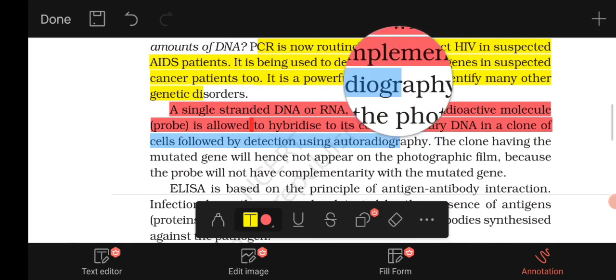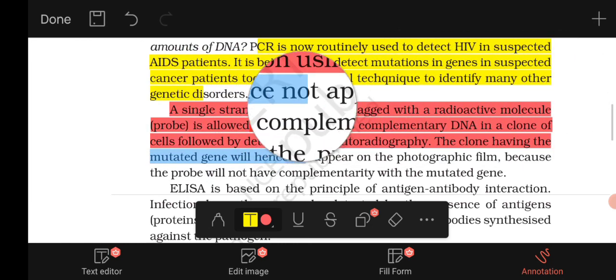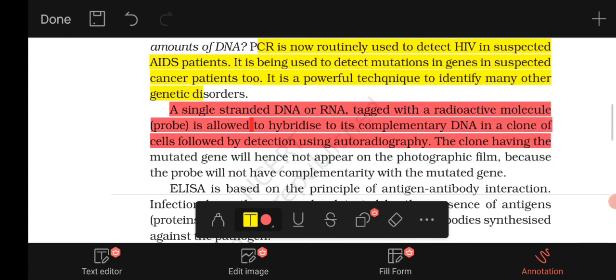The clone having a mutated gene will hence not appear on the photographic film. It's because the probe will not have complementarity with the mutated gene.